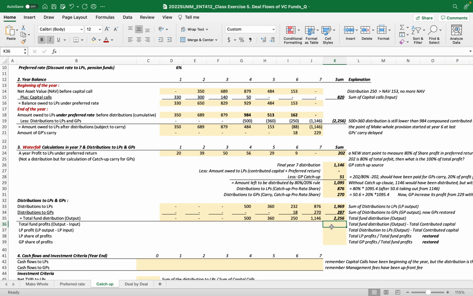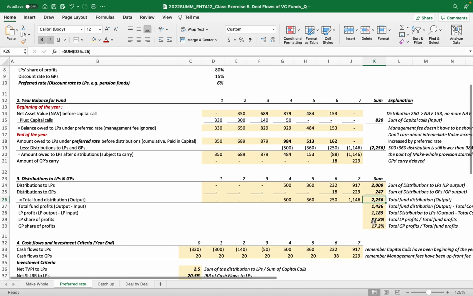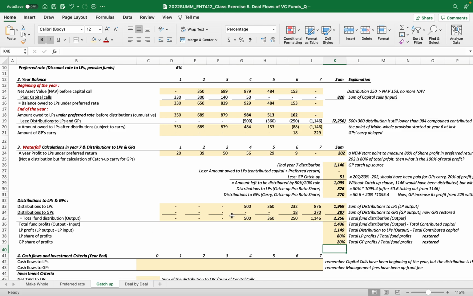Good. And the total fund profits, how to calculate? Okay, this is the output, right? Total output. And then minus, what is the input? Input was 820. Then LP's profit, 1,960, the LP's output, minus 820, right? And then for LP share of profits, now we can calculate just the LP profit over the total fund profits, and it must be 80%. And then 287 for the carry for the GP's distribution divided by total fund profits, and 20%. So now we restored this 80-20% rule through this catch-up clause.